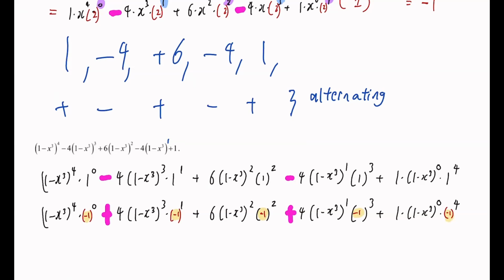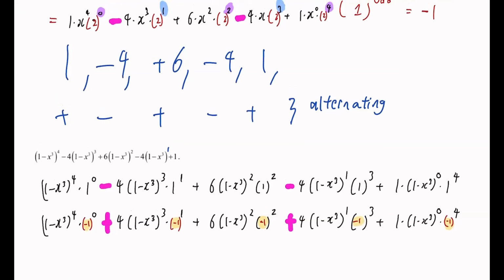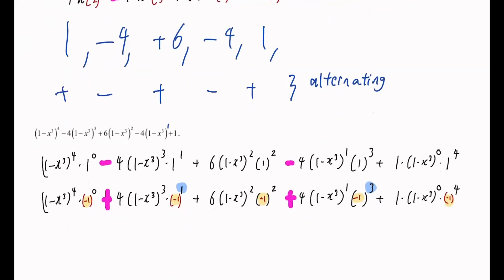Yeah, because odd power will give you the extra negative sign. But here I'm working backwards. Then can you see that this is just binomial expansion already? This is just equal to (a plus b) power n, where a is 1 minus x cubed, then b is -1. Can you see that?